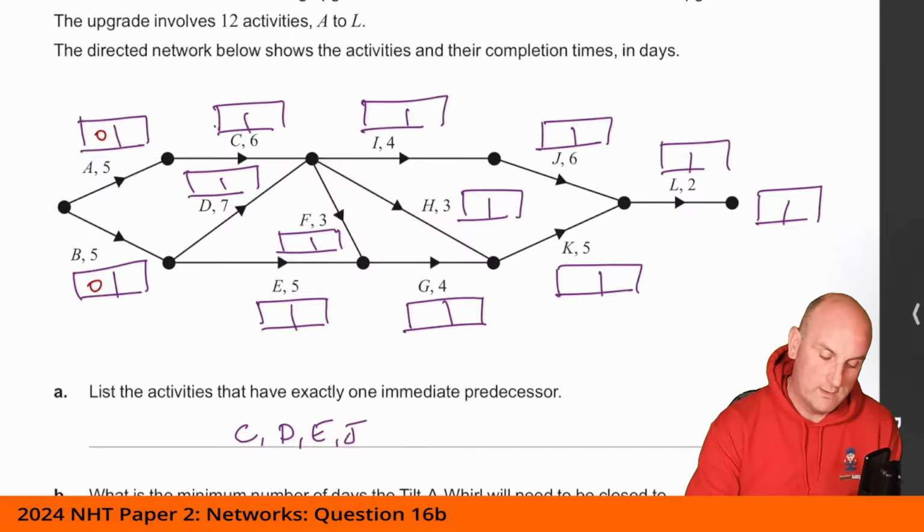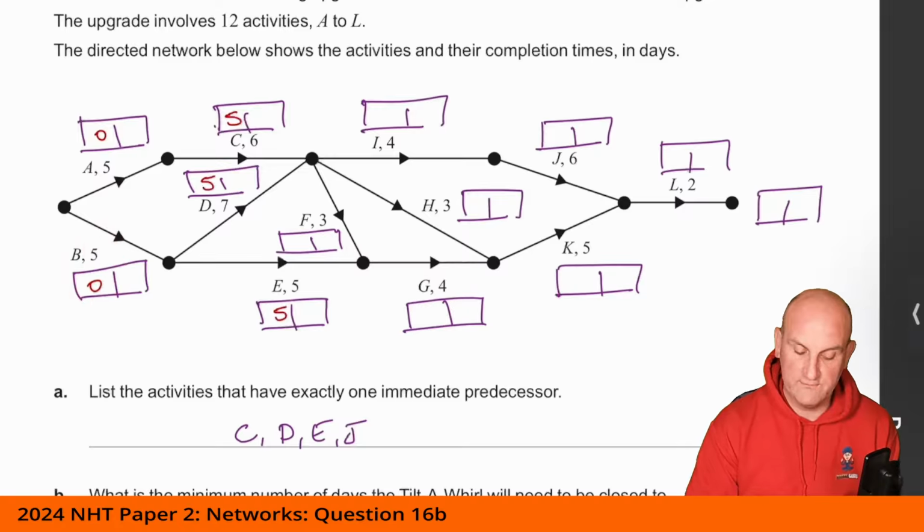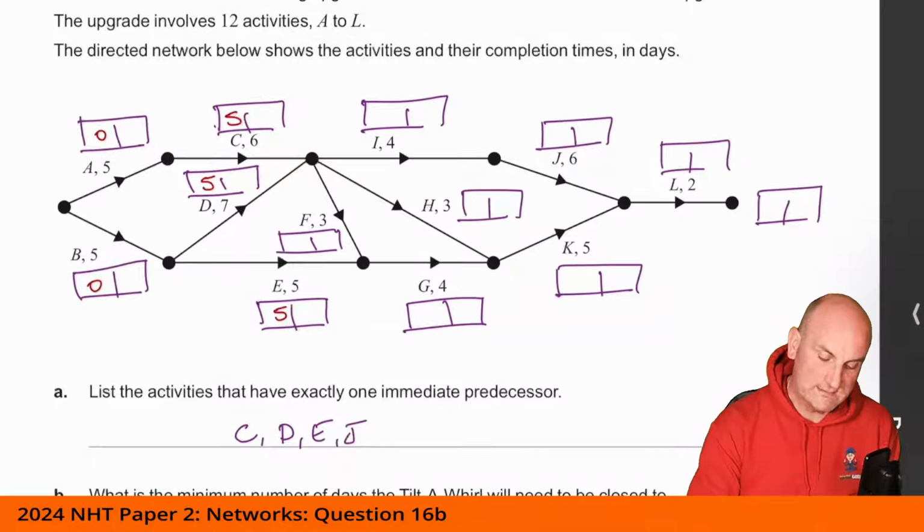I now do 0 plus the 5, which would suggest that my earliest start time for C is 5. I'm going to do B is 5. So 0 plus the 5 must mean that D starts at 5, as does E. All right, so 5 plus 6, and what I'm saying here is 5 is where it starts, plus the 6 gives me 11. I'm going to write 11 there.